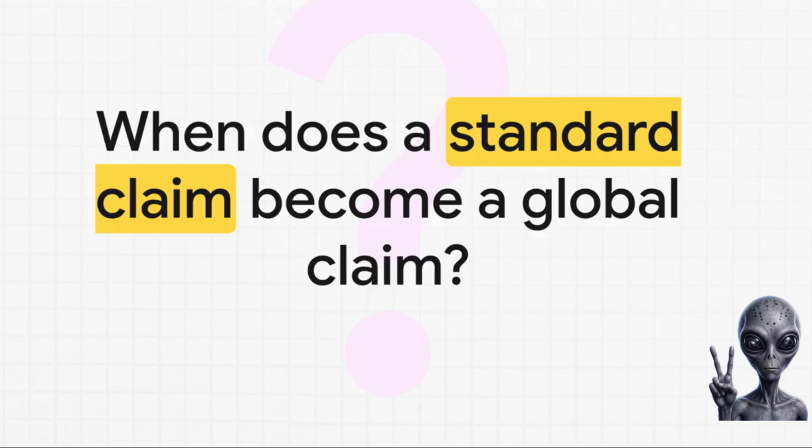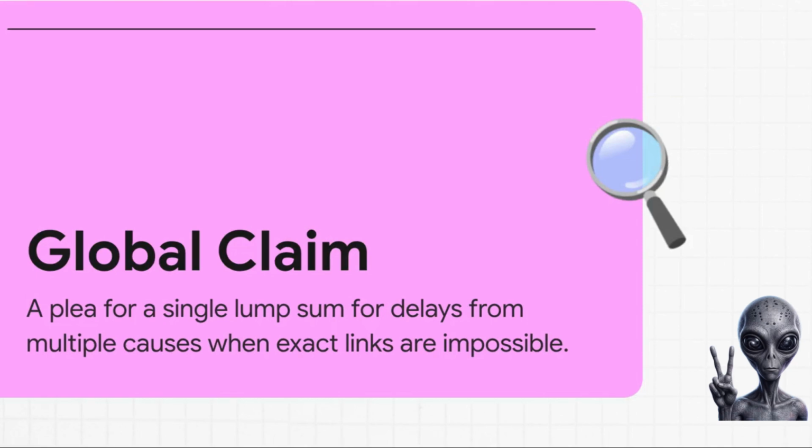Normally, the law says you have to strictly link a specific delay to a specific cost, right? Event A caused cost B. But what happens when separating out those individual causes becomes a genuinely impossible task? I mean, you can't separate the weather delay from the design delay because they perfectly overlap. Well, the answer is aggregation. A global claim is essentially a contractor throwing their hands up and pleading for a single, lumped-together sum of money. It bundles losses from multiple concurrent causes because, honestly, separating the domino effect of those delays just isn't feasible anymore.